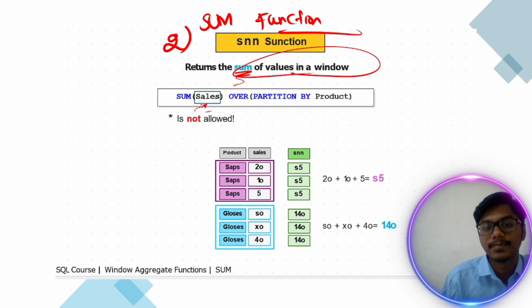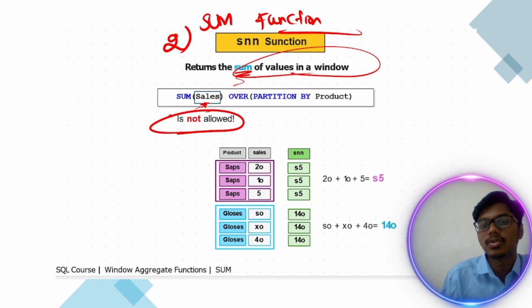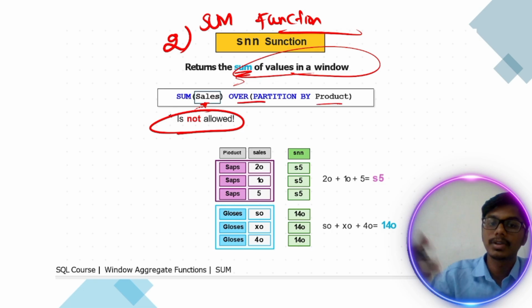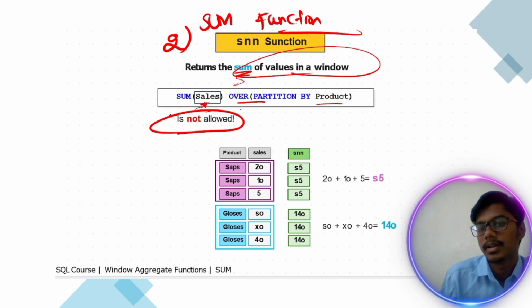Sum of sales. If we give it like this, it is not allowed. So we have to give OVER, PARTITION BY product. Without the OVER clause it is not allowed; it must be over the partition by product, right?